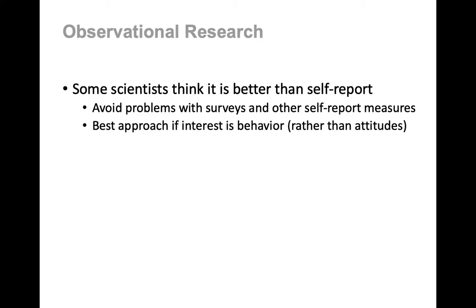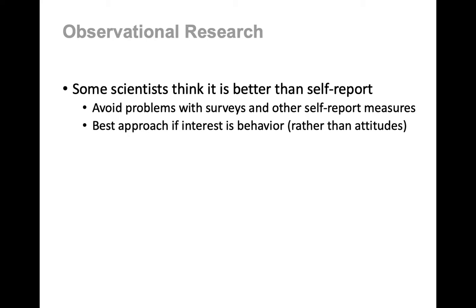So, why do we do observational research? One reason is that some scientists think that it is better than self-report. It avoids several of the problems with surveys and other self-report measures. As we've talked about with surveys and other self-report measures, it relies on people being able to accurately self-report their behaviors, and sometimes this is not the case.